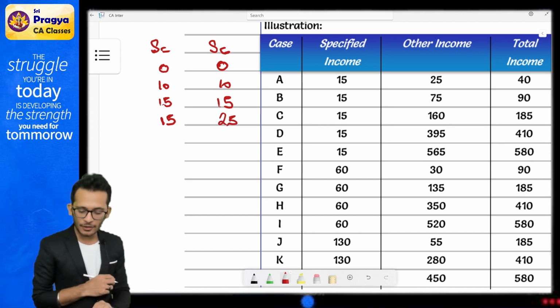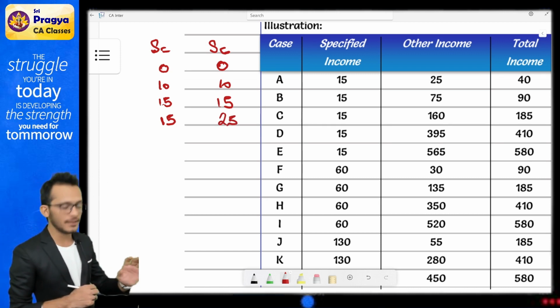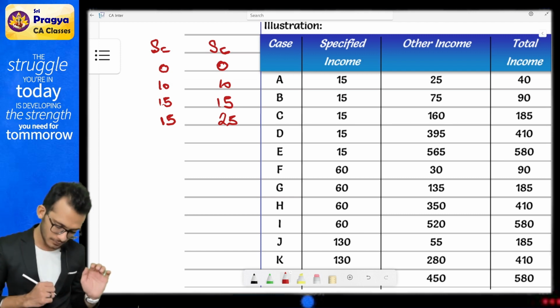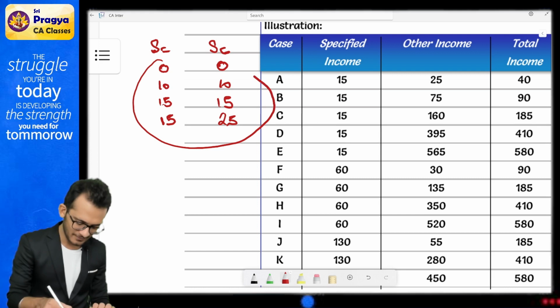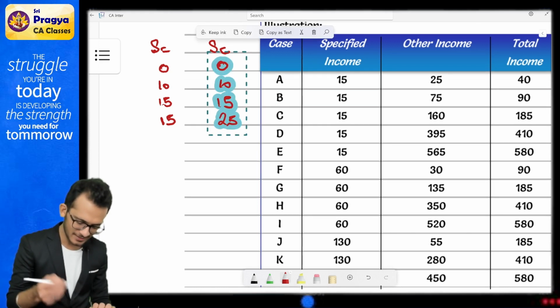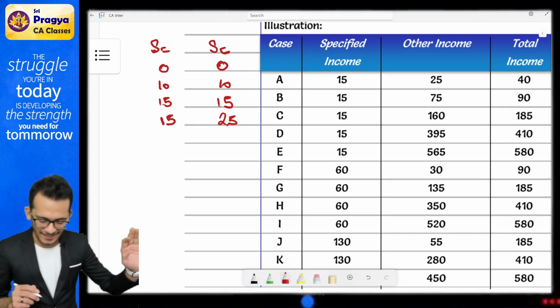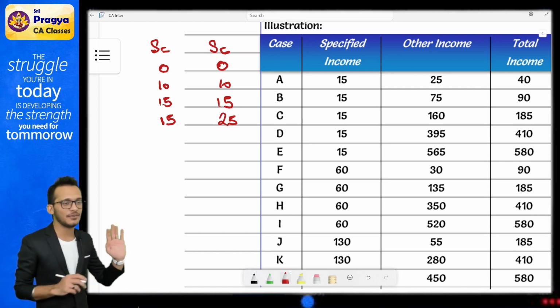Then they are coming and saying you have special of 15, you have others of 3. Come here. Okay, let it go. Do you understand? Yes.